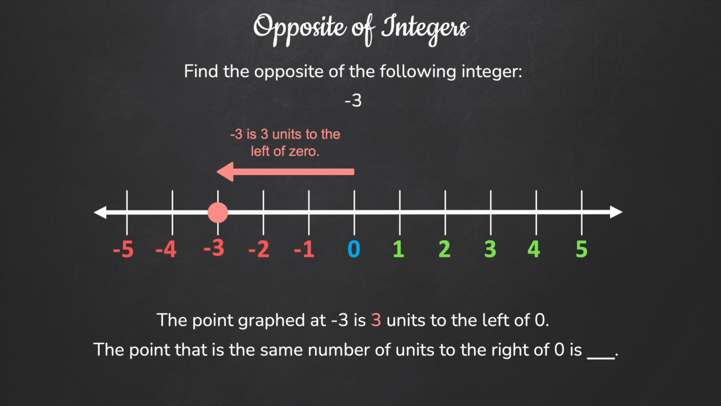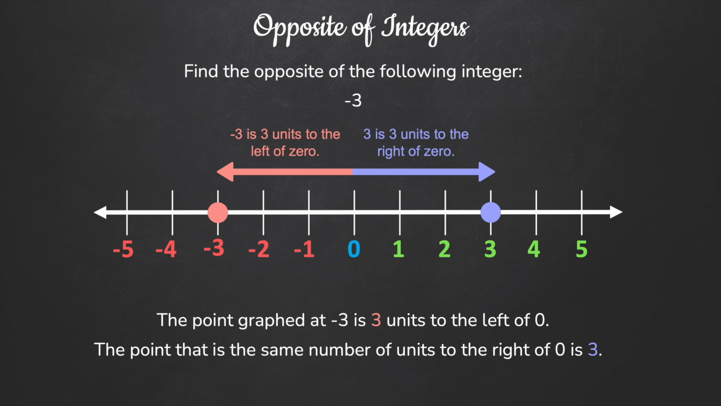So the point that is the same number of units to the right of 0 is 3. And that's because 3 is 3 units to the right of 0, which is in the opposite direction. This means that 3 is the opposite of -3.